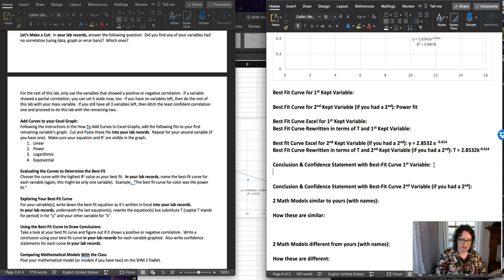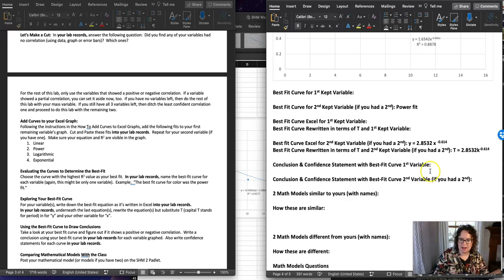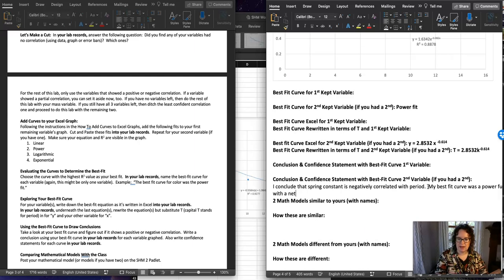All right, conclusion and confidence. I conclude that spring constant is negatively correlated with period. Okay, so that's my conclusion. And now I need to support my conclusion with a fact about my best fit curve. My best fit curve was a power function with a negative exponent. That is a curve that heads downwards.